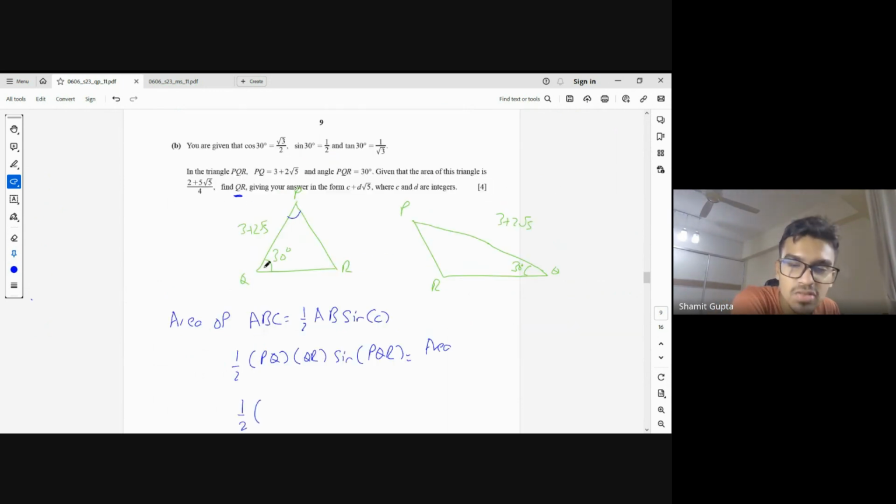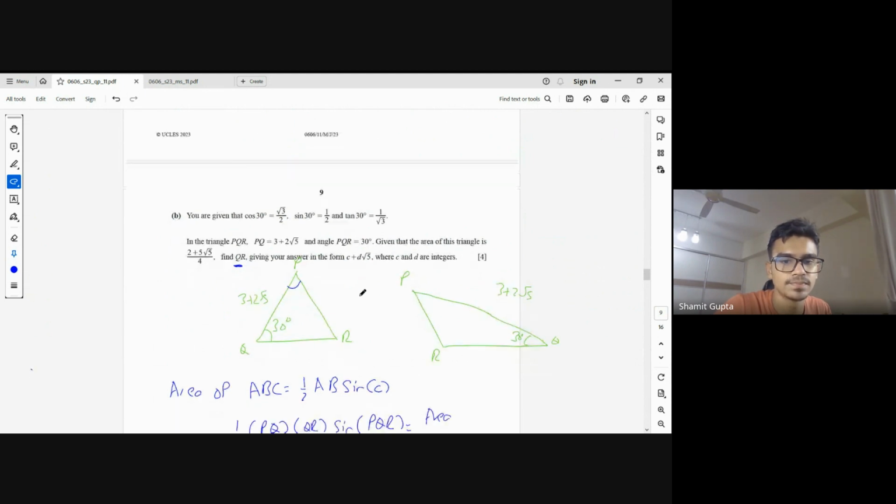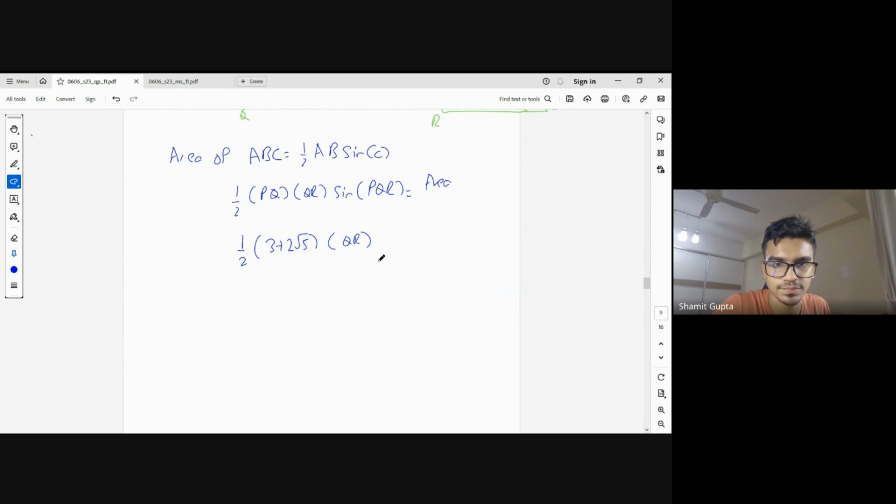Remember, this angle needs to be in between the two sides. So in this case, QR we can use. If this angle was 30 degrees, suppose, then we can't use QR. We need PR and QP. But in this case, we can. So PQ is 3 plus 2 root 5. QR we don't know. Sine PQR, 30 degrees.